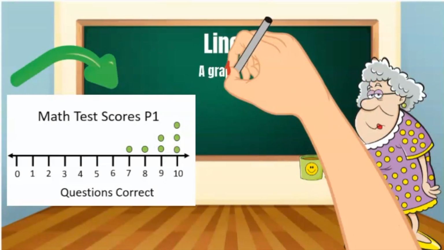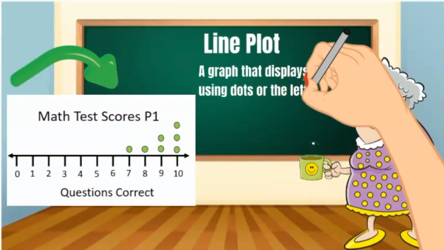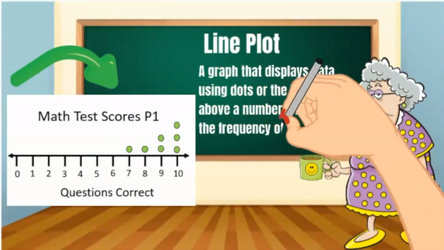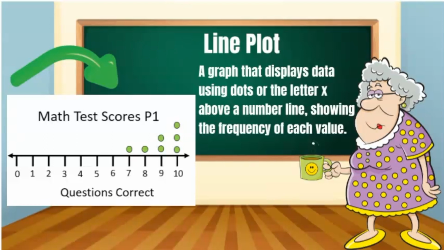A line plot is a graph that displays data using dots or the letter X above a number line, showing the frequency of each value. It is probably bad, but let's look at the data. On this line plot, the numbers represent the number of questions correct, and the dots represent the students.